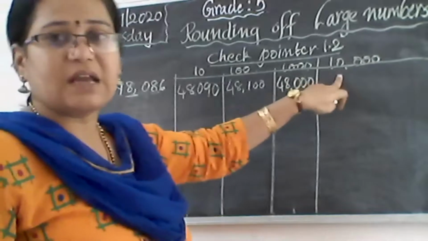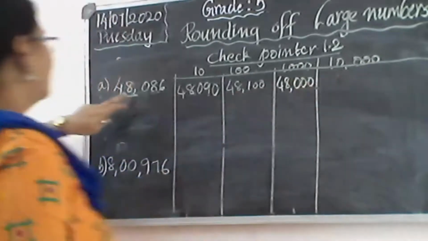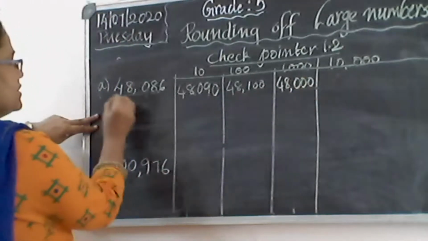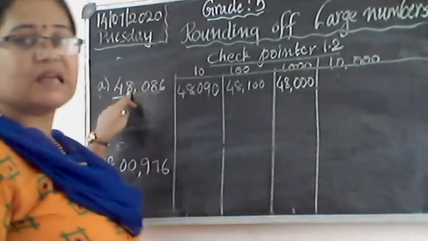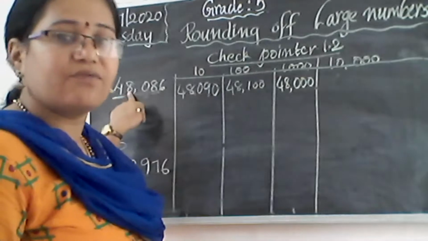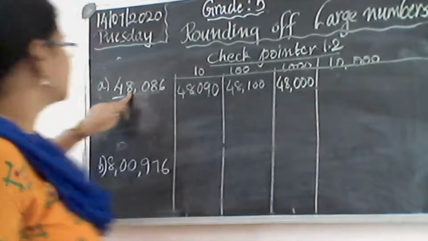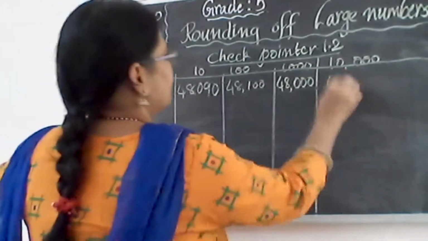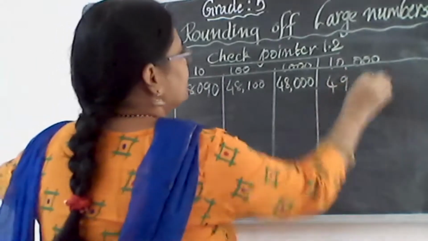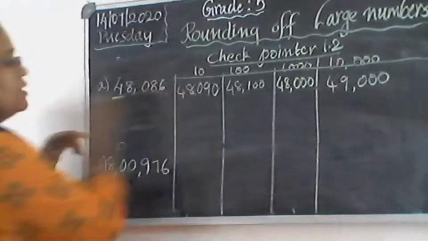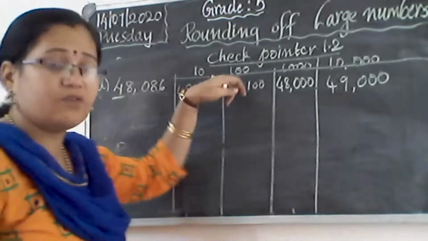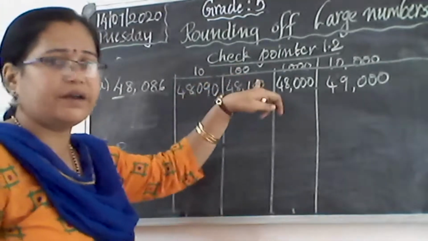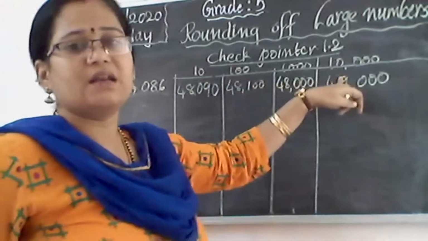Now we have to understand about 10,000. You erase this. This is the position of 10,000. Ahead of this is 8. 8 is greater than 5. So you have to increase this digit. Instead of 48,000, it will become 49,000. The remaining digits should be zeros. This is how we will do rounding off to the nearest 10, 100, 1,000 and 10,000.